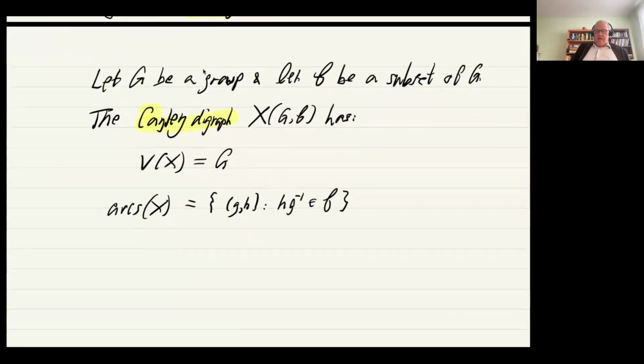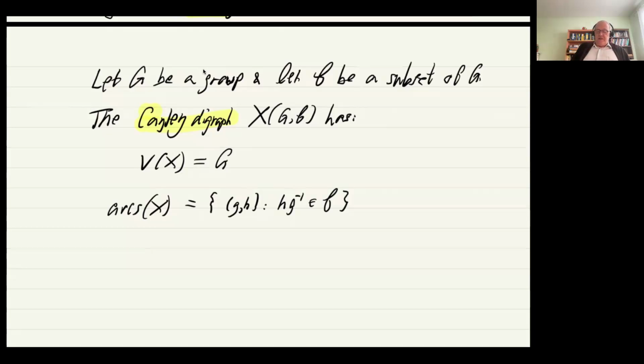I want to now go on to Cayley graphs. This is not directly related to what I just said. So we can view this as a construction of interesting graphs, and well, we need them sometimes. So we start with a group G and we choose a subset C of the elements of G. And then I'm going to define the Cayley digraph X(G, C) to be a digraph whose vertices are the elements of G and whose arcs consist of the pairs (g, h) such that hg inverse is in C.